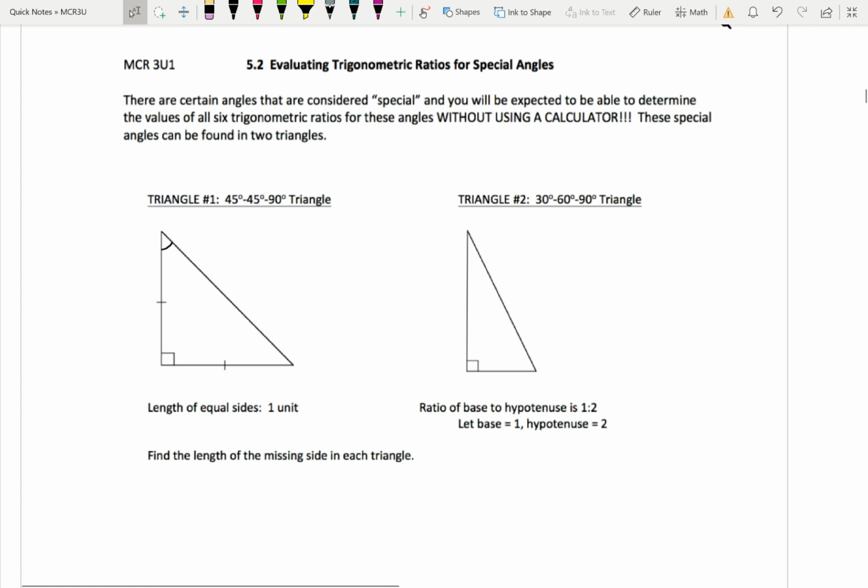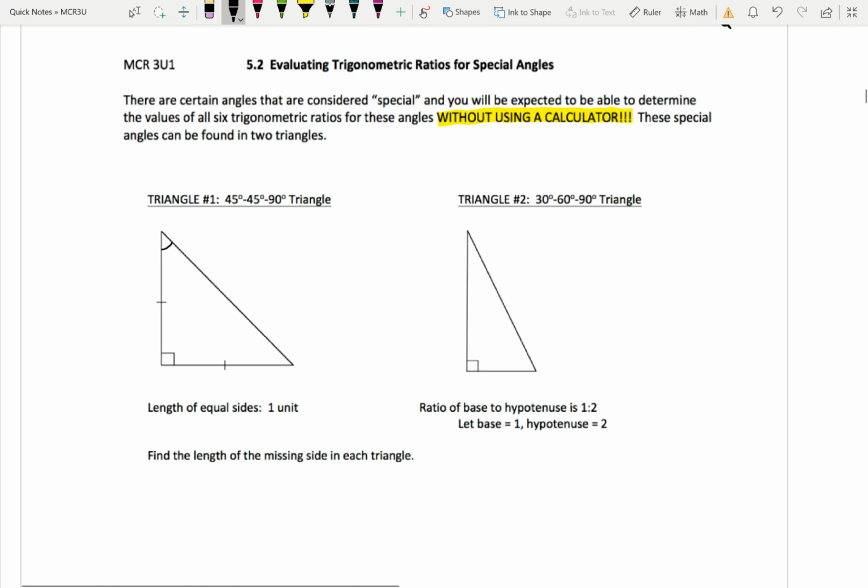So today we are going to look at 5.2, evaluating trig ratios for special angles. The most important thing about this chapter is that you have to memorize two particular triangles, because in this chapter you are expected to not use a calculator in determining angles or the ratios of these angles, and they have to be exact.